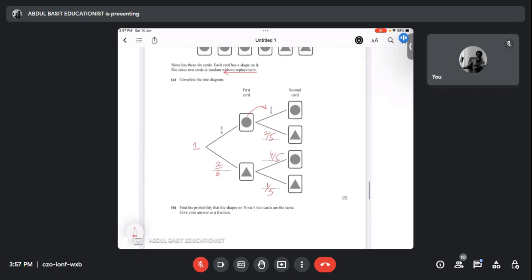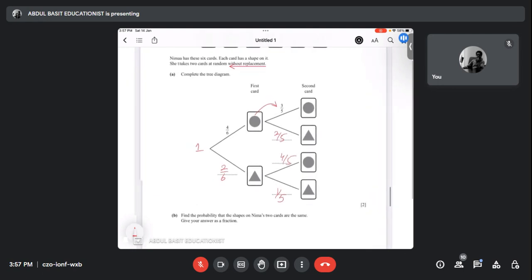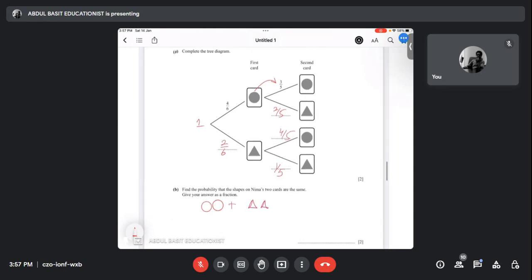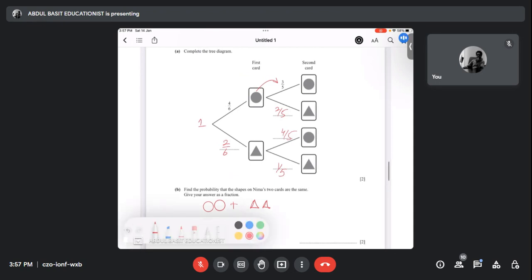Now find the probability that the shapes on the two cards are the same. So this can happen only when it is circle circle plus triangle triangle. Agree? So circle, yes, circle. Okay, circle circle, is it visible to everyone?